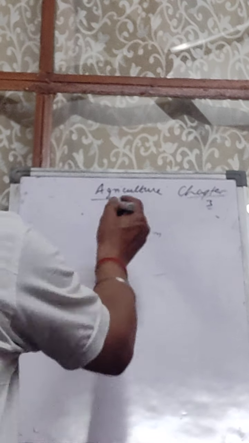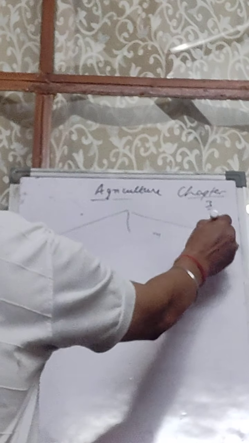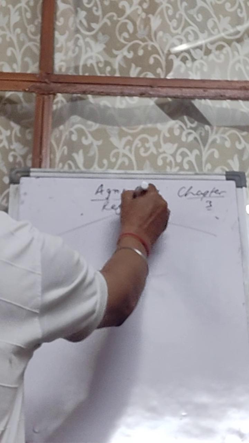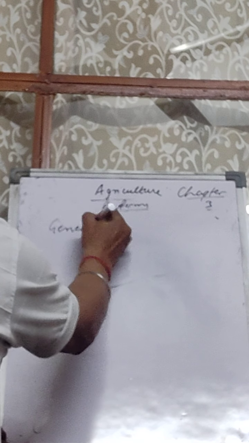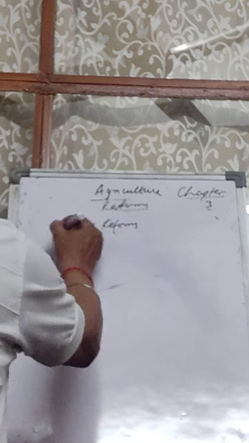Now, dear students, in the third chapter, second part, we have done three reforms under agriculture. We have done technical reforms. We have done institutional reforms. Now, in today's lecture, I shall be doing the third reform, that is general reforms. In general reform, the first thing is expansion of irrigation facilities.